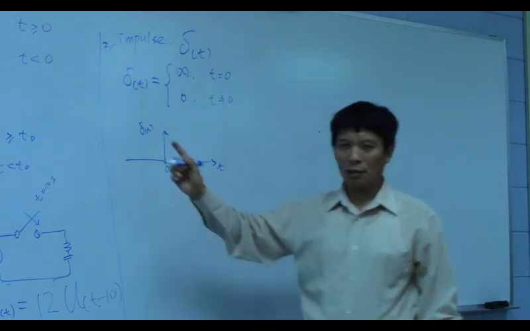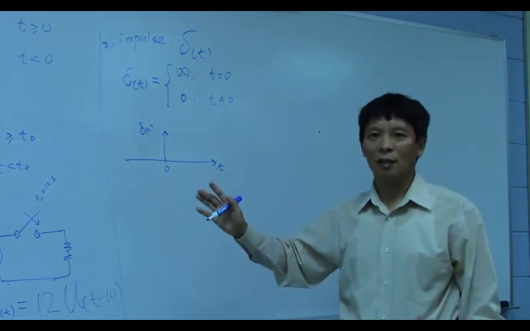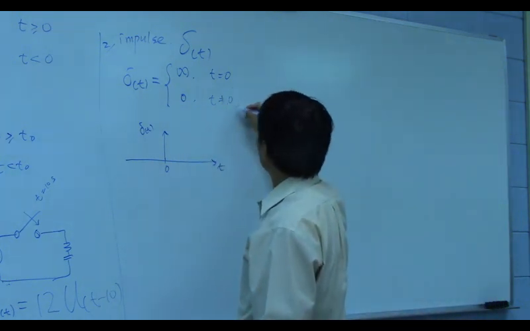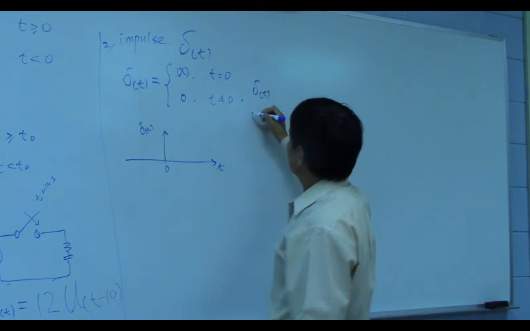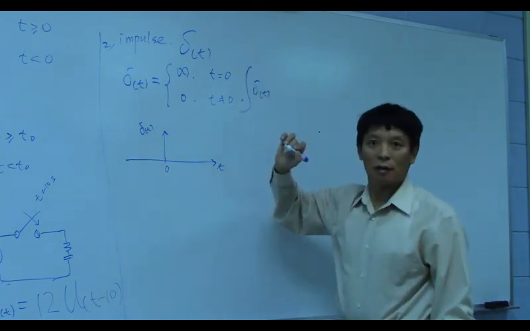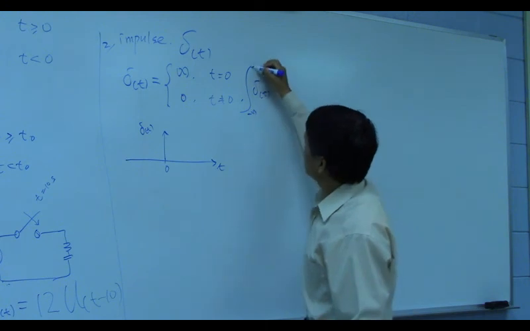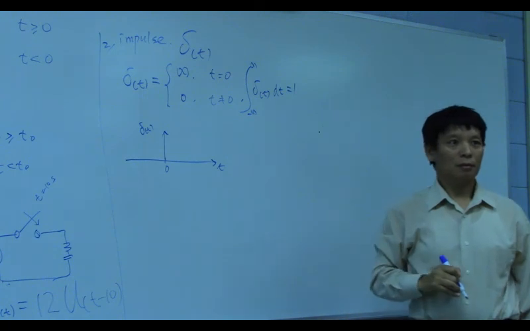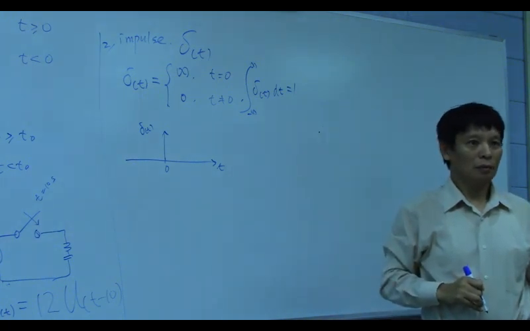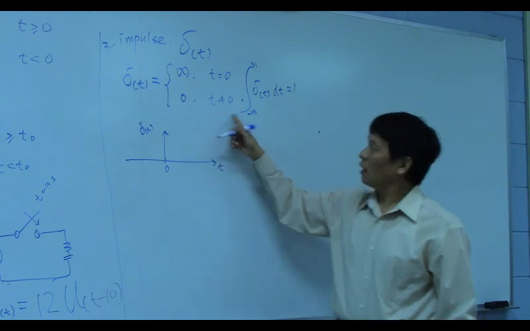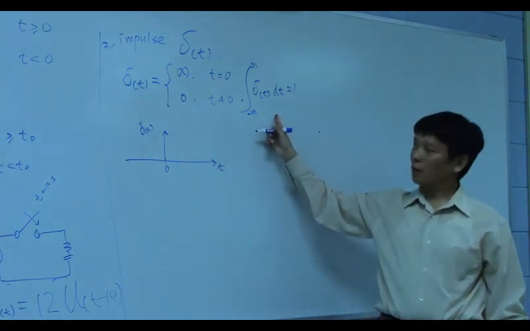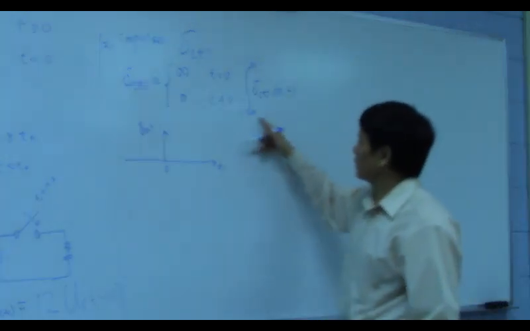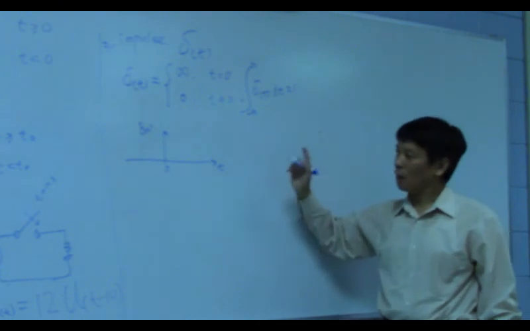This infinity has a condition, and it is not just a random infinity. We have another condition: the integration of this impulse from negative infinity to positive infinity with respect to t must be equal to 1. This, along with the previous condition, gives us the definition of the impulse function. Now we explain what that means. How do we understand this?